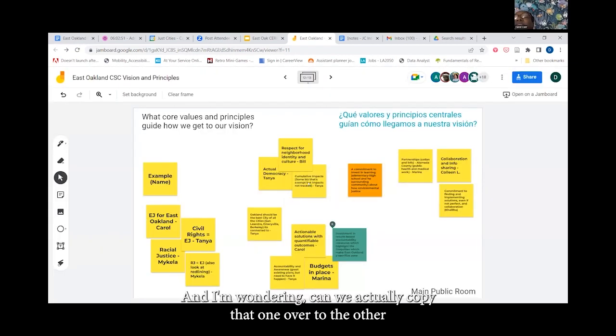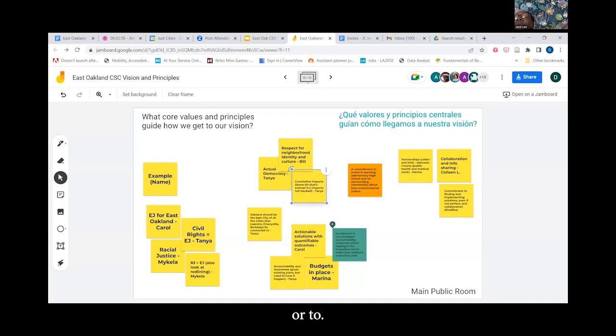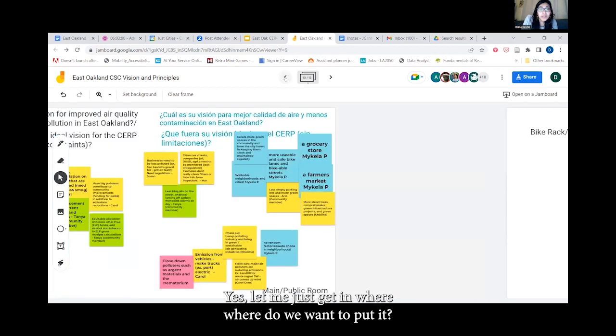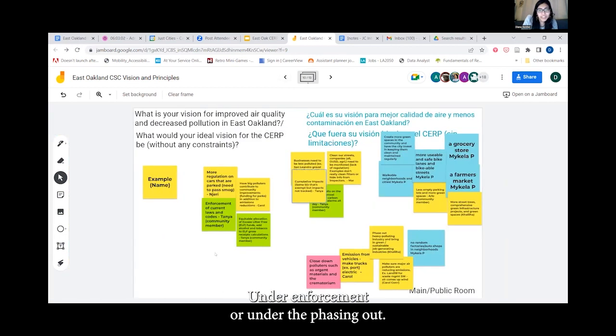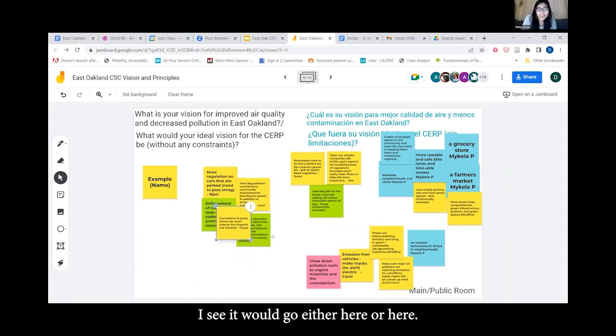Yeah, that's excellent. And I'm wondering, can we actually copy that one over to the other board too? Yes, that item, let me just sneak it in. Where do we want to put it? Under enforcement or under the phasing out? I see it would go either here or here.